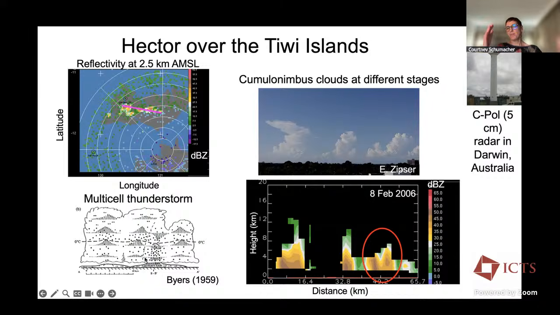And if these are each about 10 kilometers, you can get cells that are more like 30 or 40 kilometers, or thunderstorm systems. Okay, so those are our three main convective cloud types that we often talk about in tropical meteorology and observations of those.